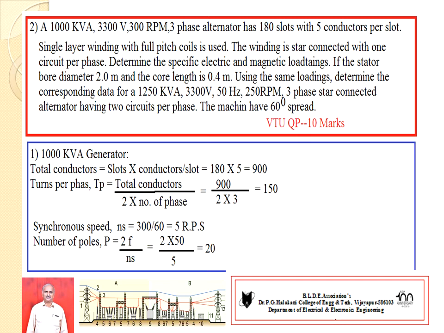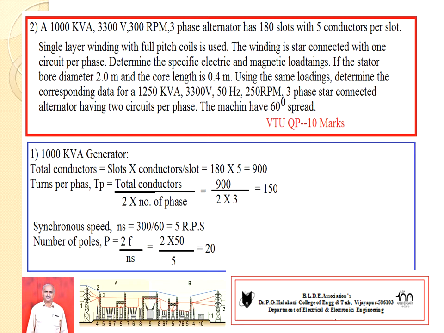First condition, we have to select the 1000 kVA alternator. Total conductors calculate. It is equal to total number of slots into conductors per slot. So data related to 1000 kVA, that is 180 into 5, 900. Turns per phase, total conductors divided by 6. So we are going to get 150.